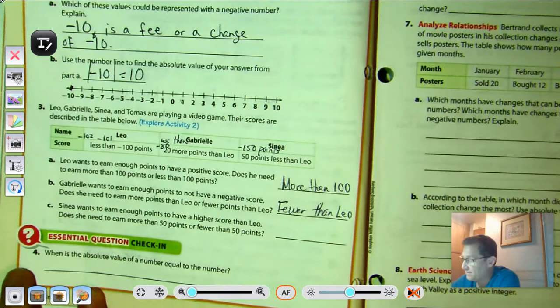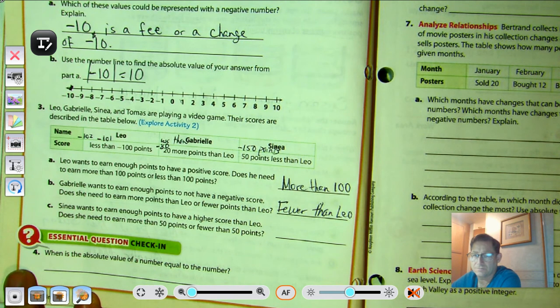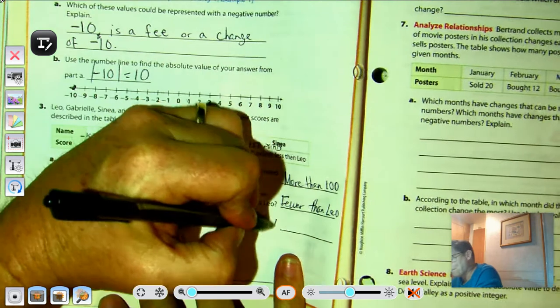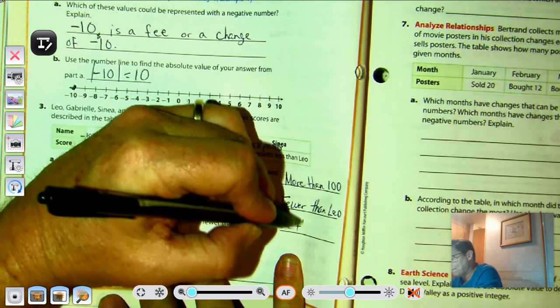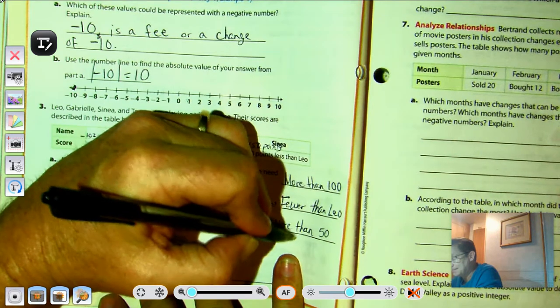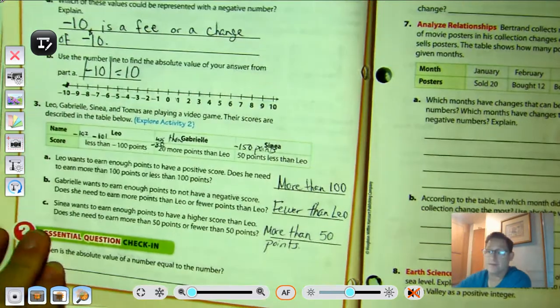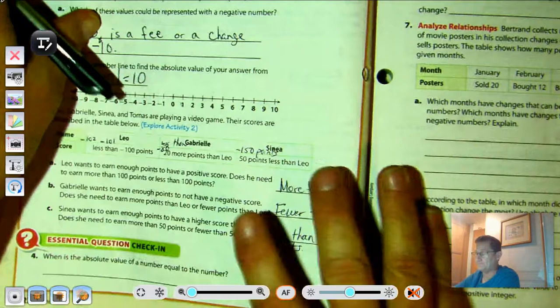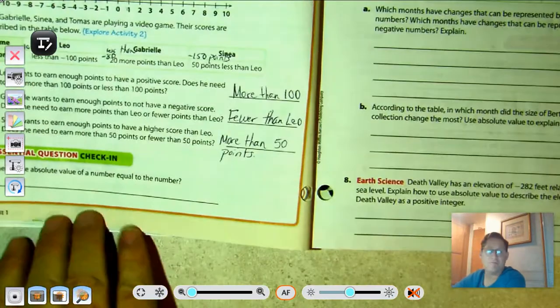And Sanea wants to earn enough points to have a higher score than Leo. Does she need to earn more than 50 points or fewer than 50 points? Well, she's going to have to score more than 50 points. If she's already 50 points less, she's going to have to score more than 50 points to be better than him.